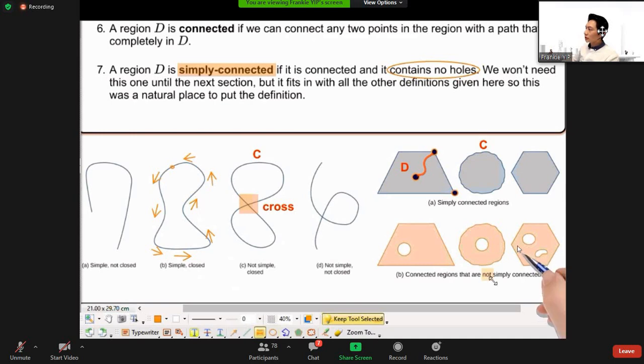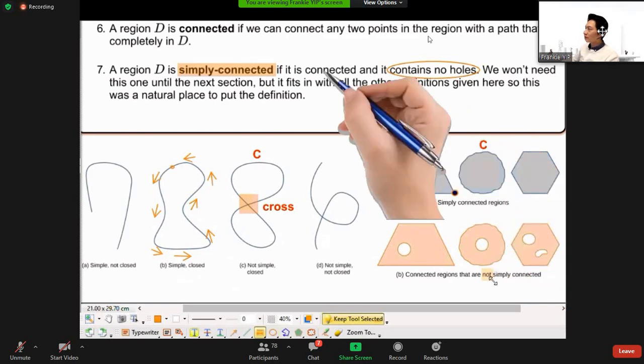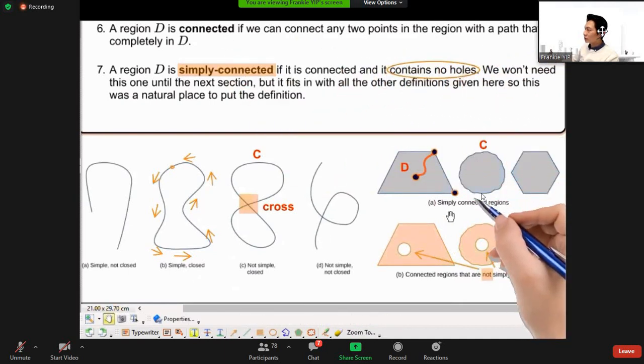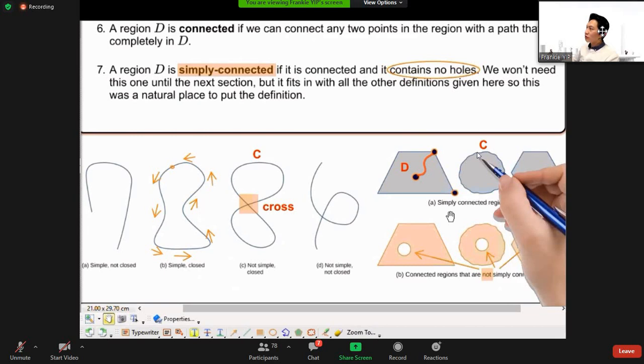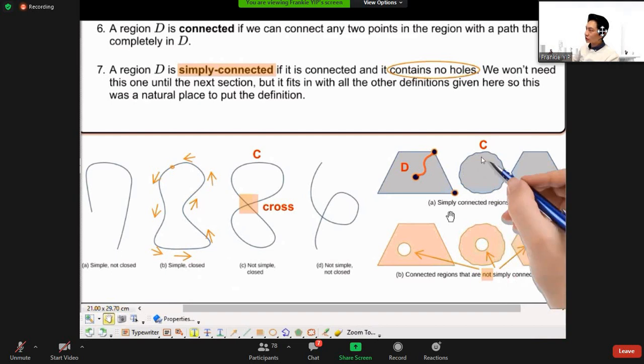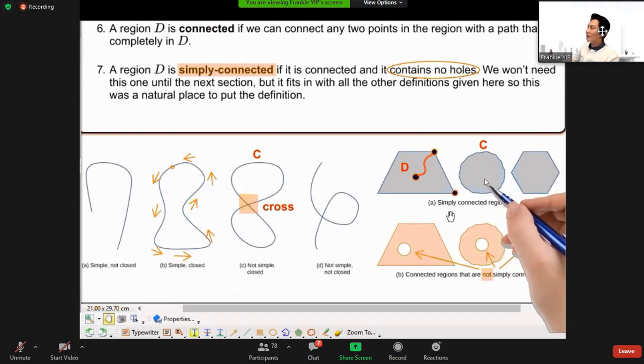Once again, what is meant by connected? Connected means there are two points over here, and then we can use the curve C to draw something out to enclose a path. So we call it connected. Of course, the enclosed region we call D. Got it?